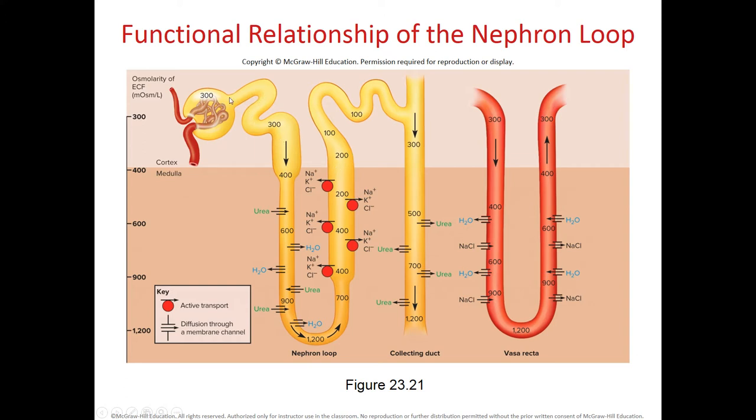So as the tubular fluid moves from the PCT into the descending loop, you will have increased concentration of solutes because you are absorbing water. And as you are absorbing water, you are concentrating these salts or ions, so you are increasing the osmolarity. So you go from 300 up to 1200 milliosmoles. And as you move this fluid up the loop, you start reabsorbing ions like sodium, potassium, and chloride, and then you are decreasing the concentration of these solutes. So you go back from 1200 to 400, 200, and then you start at the DCT with a concentration of 200 milliosmoles.